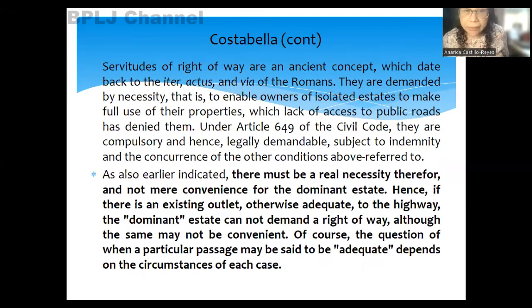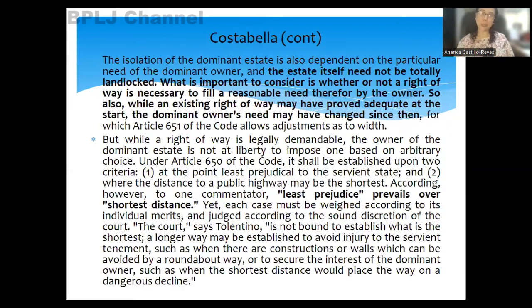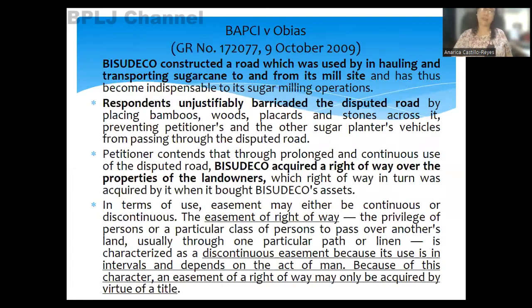There must be a real necessity and not a mere convenience for the dominant estate. Hence, if there is an existing outlet to the highway, the dominant estate cannot demand the right of way, although the same may not be convenient. Of course, the question of when a particular passage may be said to be adequate depends on the circumstances of the case. The estate itself need not be totally landlocked. What is important is whether or not a right of way is necessary to fill a reasonable need therefor by the owner. So also, while an existing right of way may have proved adequate at the start, the dominant owner's needs may have changed since then.